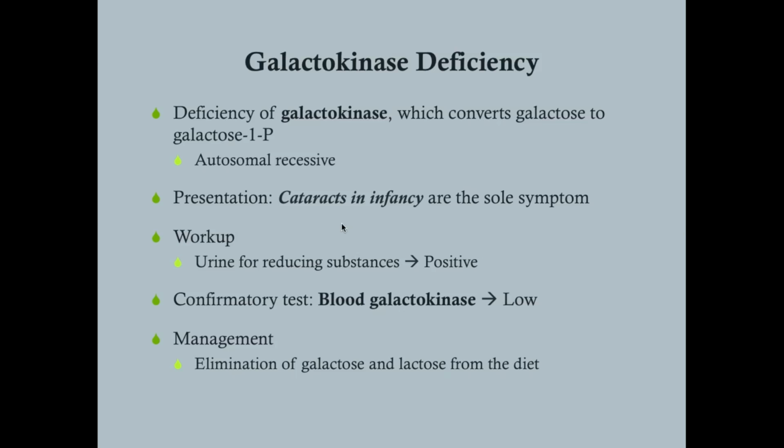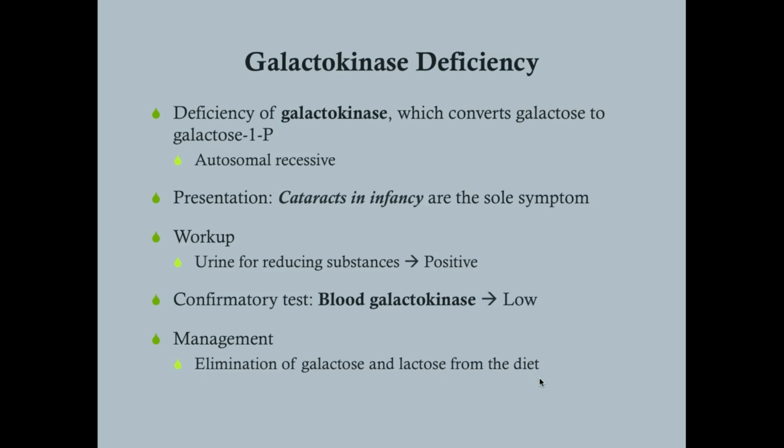So cataracts in infancy, that's the sole symptom. And this will typically happen pretty early on because if they're breastfeeding, there's going to be galactose coming in from the breast milk. So this will happen pretty quickly. The workup for this is pretty simple. Since they don't have any other symptoms other than cataracts, the only thing you can really do to test them is to test their urine for reducing substances, and that will be positive because there's galactose in the blood. The confirmatory test is to get a blood assay of galactokinase, looking for that enzyme. That should be low.